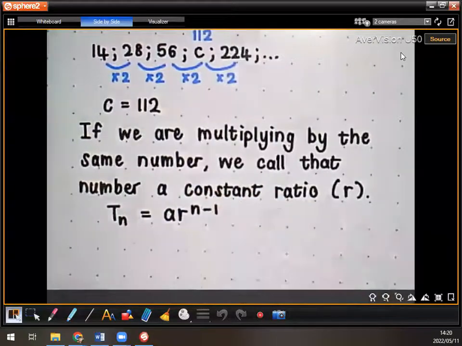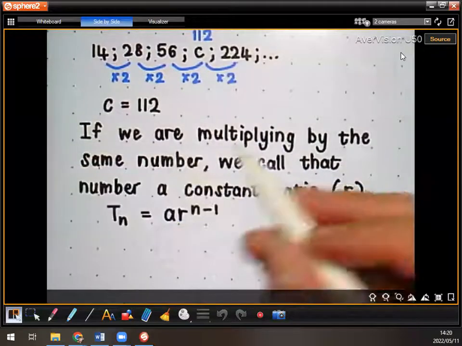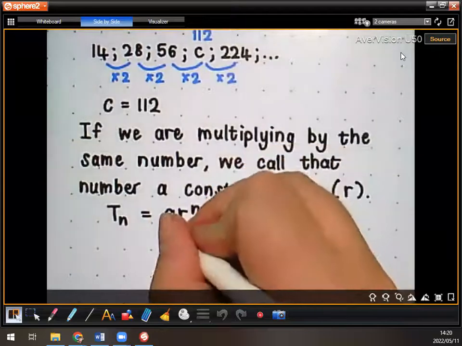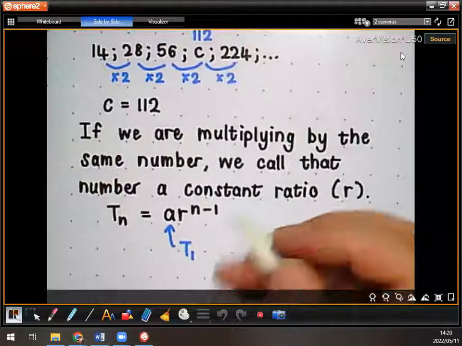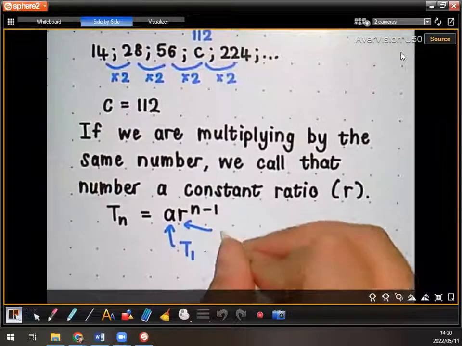So then this is the formula that we work with. You don't have to memorize this formula if you don't want to. You can kind of do it by inspection as well. But in case you're not keen on doing it by inspection, you can use this formula. Again, A is the first term, so that's quite nice. A is term 1 again. And then R is that ratio, that number that you multiply by.